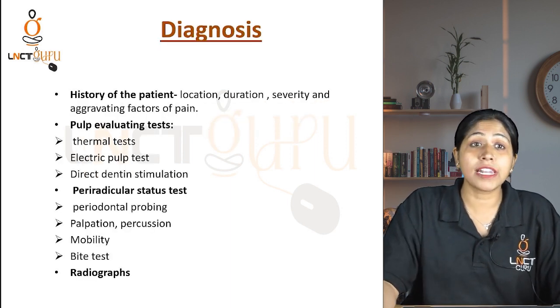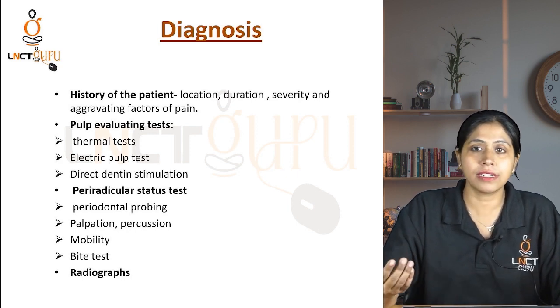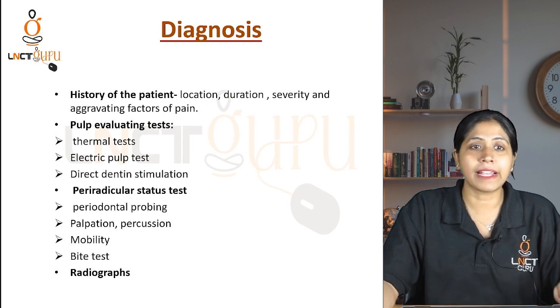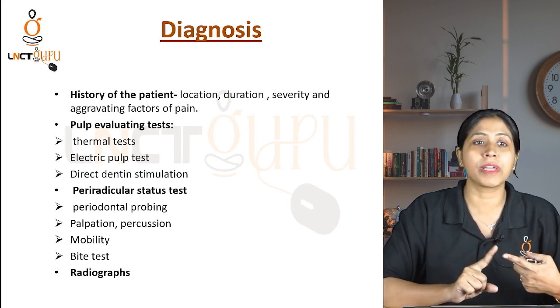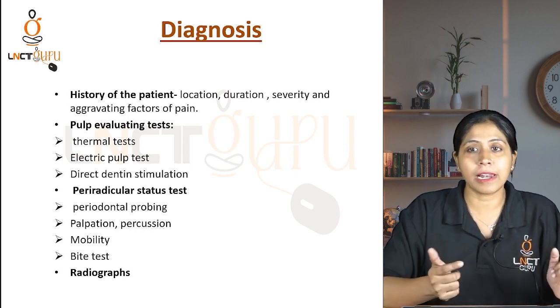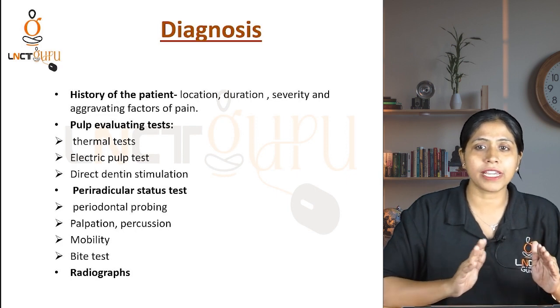Now, how to diagnose an emergency? First, take the history: location, duration, severity, and aggravating factors of pain. We have already studied the history. Then pulp evaluating tests, like thermal test, electric pulp test, direct dentine stimulation. The periodontal status we have to check with the help of periodontal probing, palpation, percussion, mobility, and bite test, along with radiographs. These all help in diagnosing any endodontic emergency.